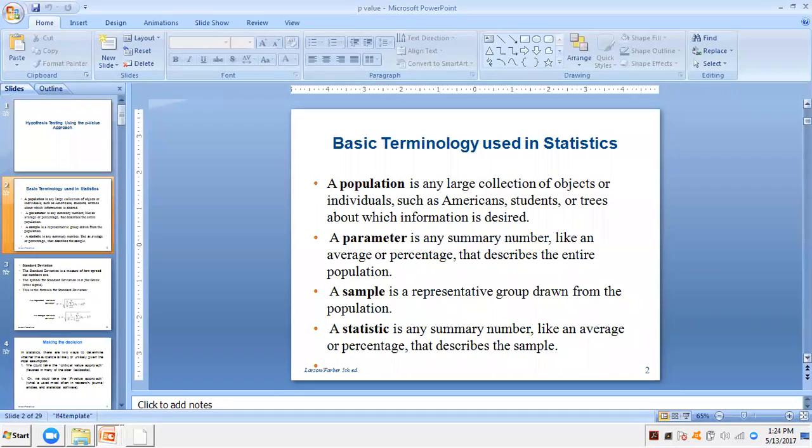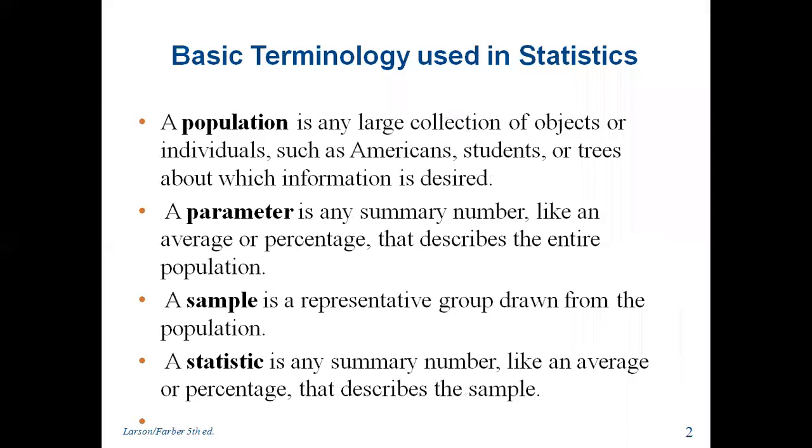So the first important terminology is population. A population is a very large collection of objects or individuals. For example, the list of all students in India, or the list of all teachers in India. It would be very difficult to count all students or all teachers in a particular country, so it can be a population.